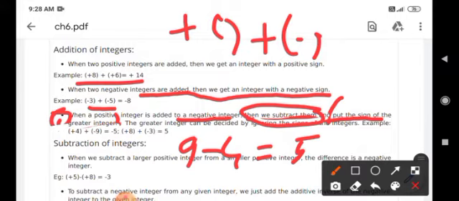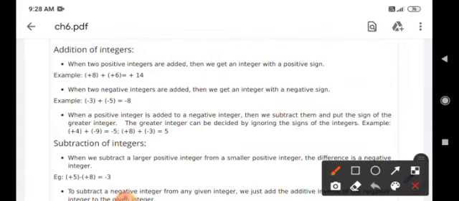And which is greater here? We have to put the greater number's sign. So 9 is greater, and what is the sign of this 9? The sign of this 9 is negative, so our answer will be negative.